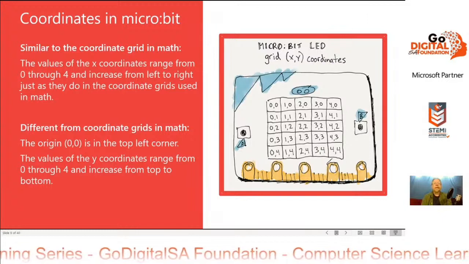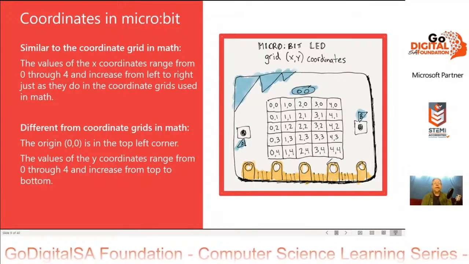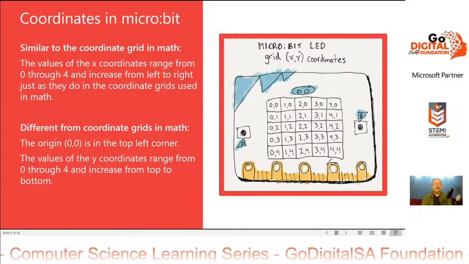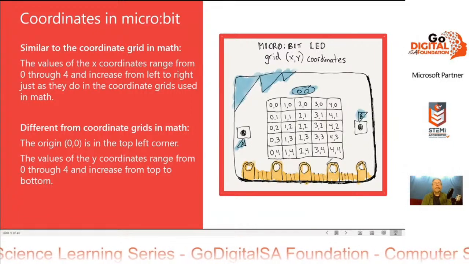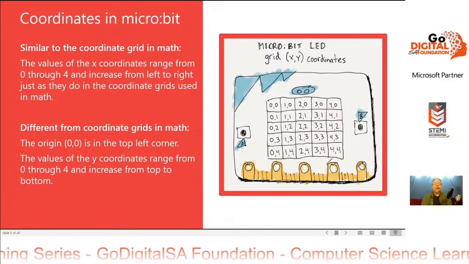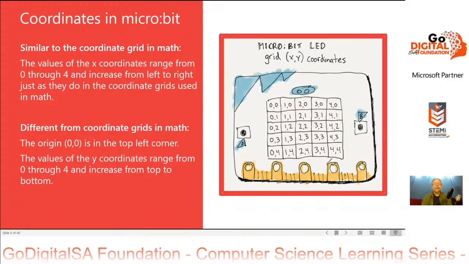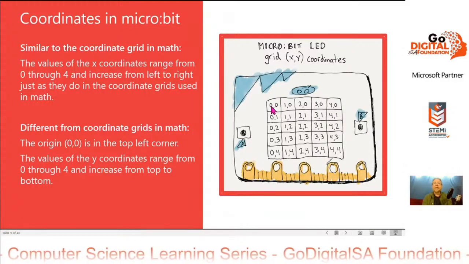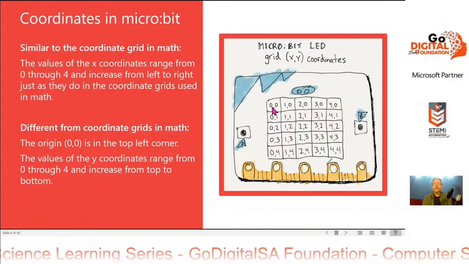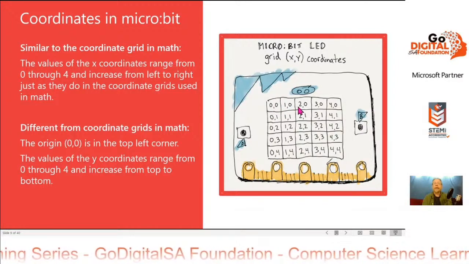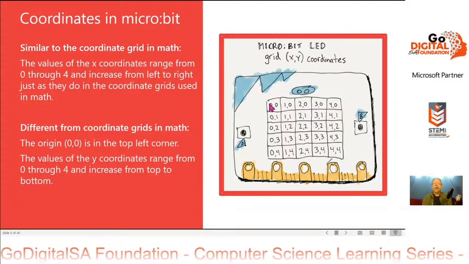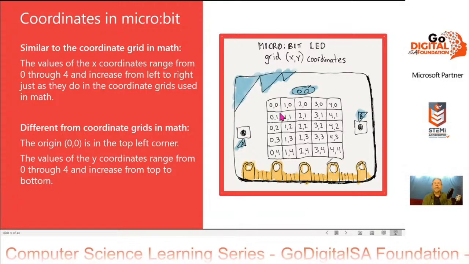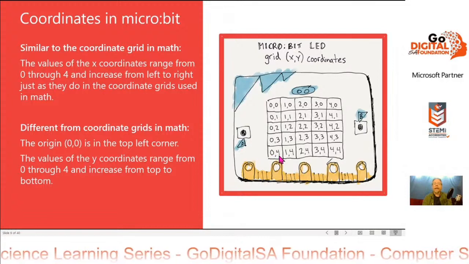So similar to the coordinate grid in math, the values of the x-coordinates range from 0 to 4 and increase from left to right, just as they do in the coordinate grids used in math. The differences from coordinate grids in math: the origin 0, 0 is in the top left corner. The values of the y-coordinates range from 0 through 4 and increase from top to bottom. So you'll see that x increases as you move to the right, so 0, 1, 2, 3, 4, but y increases as you go down instead of up. So y is 0, 1, 2, 3, 4 going down.